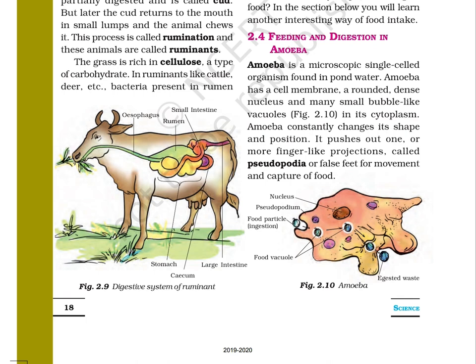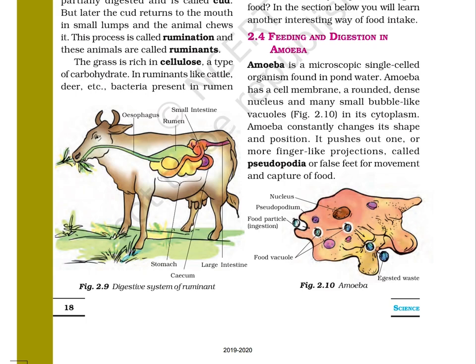Figure 2.10. Amoeba. In this figure, we can observe an amoeba. Around its center is the nucleus. Around the boundary of the amoeba is pseudopodium. We can observe food particle being ingested from one side and egested waste coming out from the other side. There are also food vacuoles inside the amoeba.